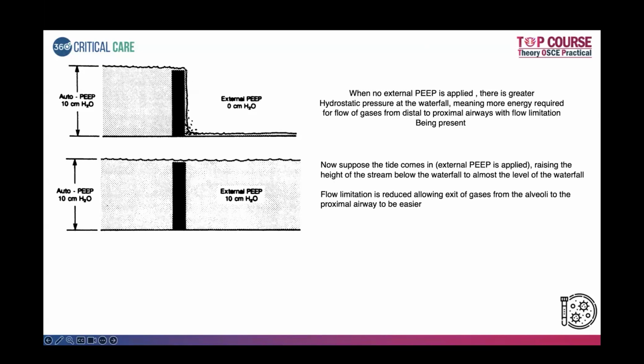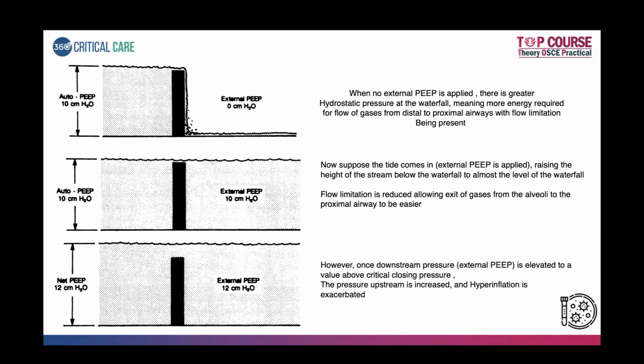So when this airflow limitation was so significant, it was unable to release the gases that are present in the alveoli towards the proximal airway. But when you create an external PEEP, that helps to push up the tide, thereby somewhat neutralizing the pressures, allowing the exchange of gases from the distal to the proximal airways. So this is the area where the benefit of external PEEP was found.